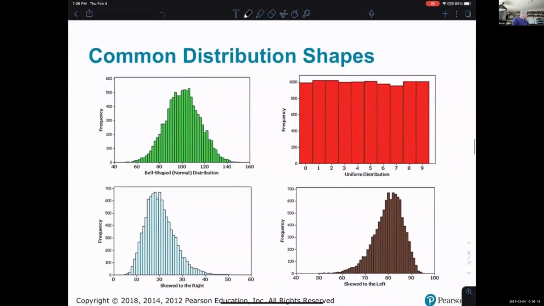So they're starting with the shape of the distribution by giving us common shapes that you can see. And the first one is super important. This is called a bell-shaped or normal distribution. Whether the data that we are looking at is a normal distribution or not is going to be very important for the rest of statistics.